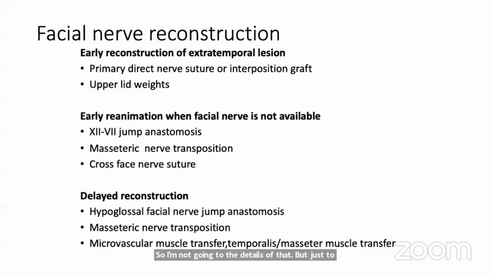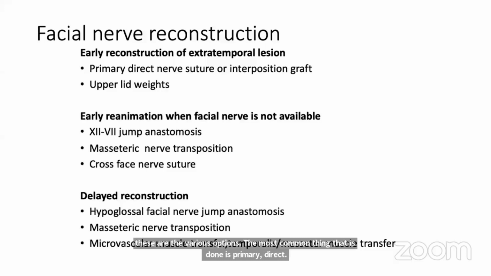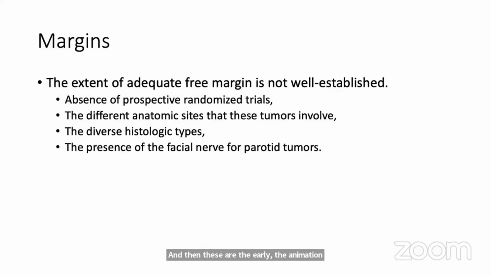The most common thing that is done is primary direct nerve suture or graft. And then these are the early reanimation and delayed reconstruction.